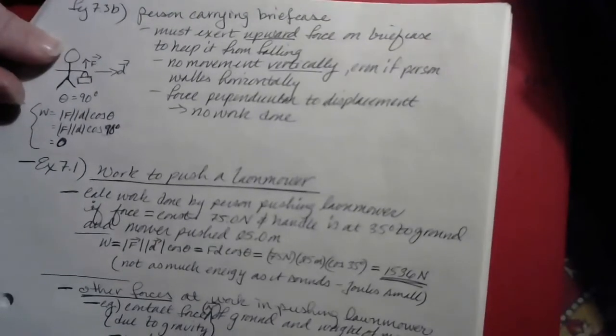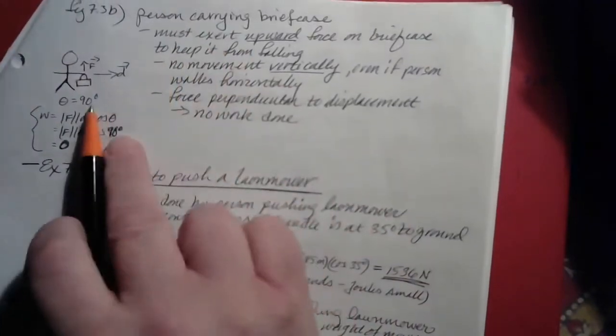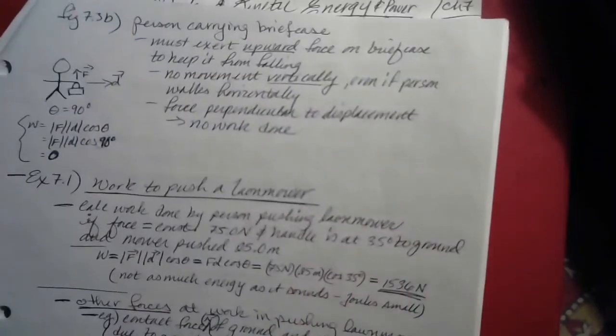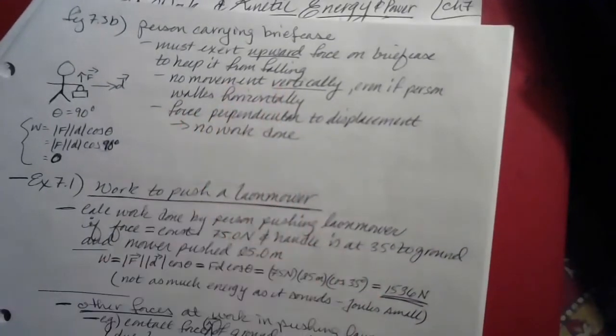Okay, to start our second segment, we're considering the case of a person carrying a briefcase. Of course, to carry the briefcase, you have to exert an upward force on the briefcase to keep it from falling. But ideally, there's no movement occurring vertically in the briefcase. I mean, the normal person kind of bounces up and down a little bit as they walk, so there actually would be some up and down movement in the briefcase as you walk along.